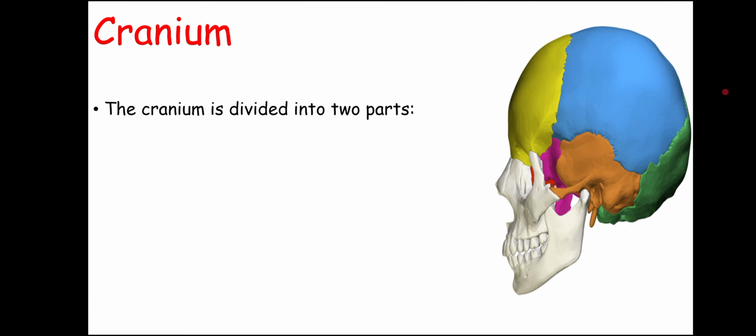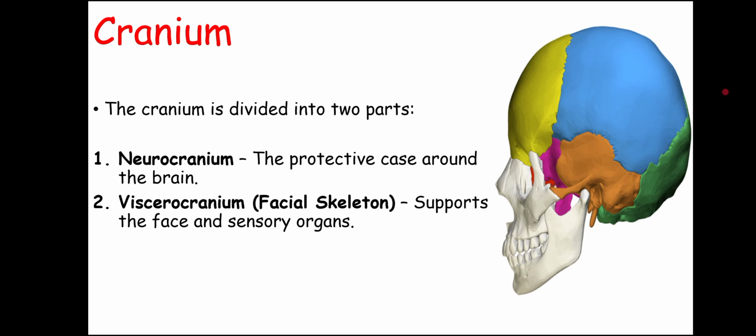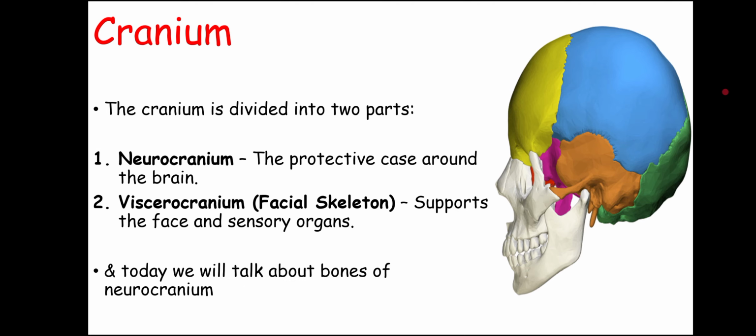Now let's talk about the cranium. The cranium is divided into two parts. The first is the neurocranium, that is the protective case around the brain, and the other is the viscerocranium, that is also called the facial skeleton, and it supports the face and sensory organs. And today we will talk about the bones of the neurocranium.